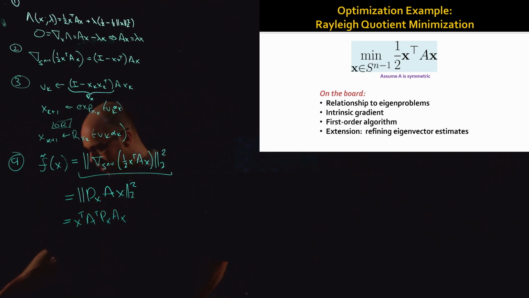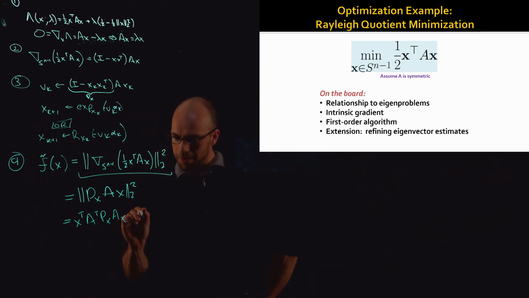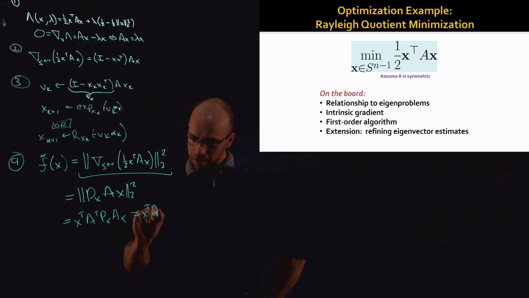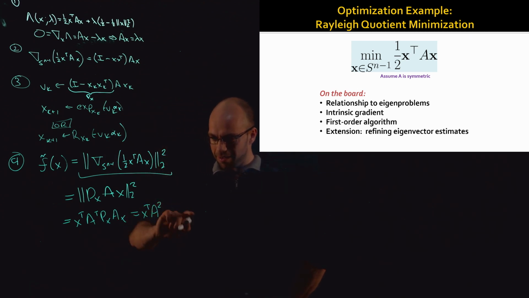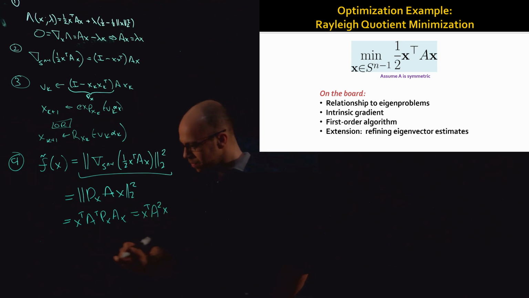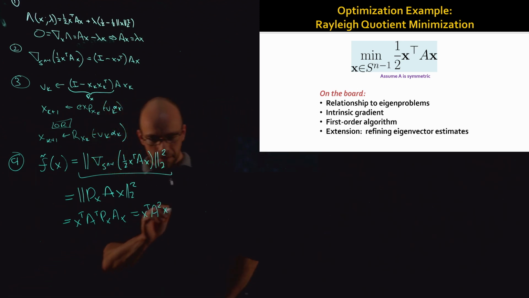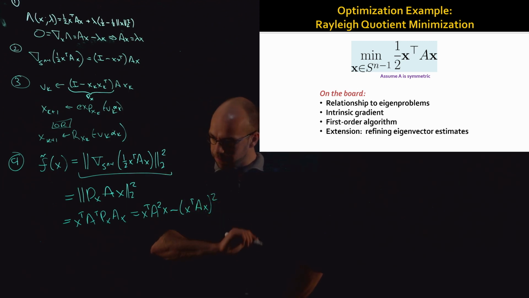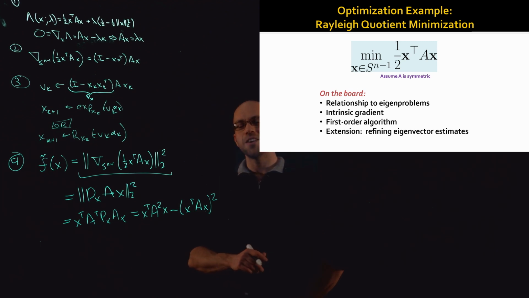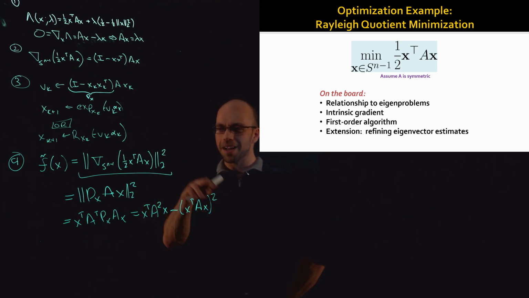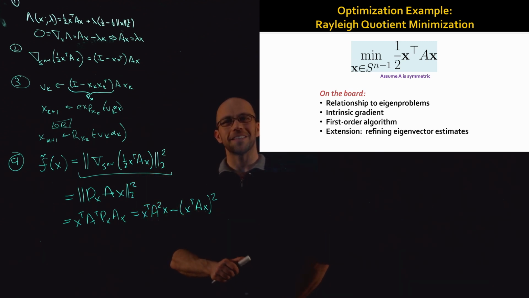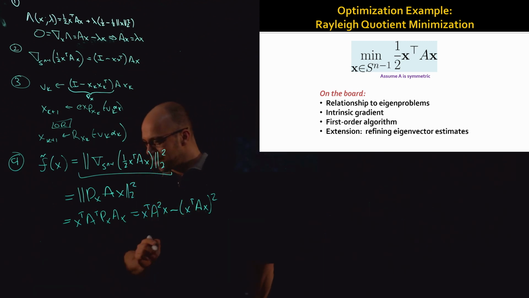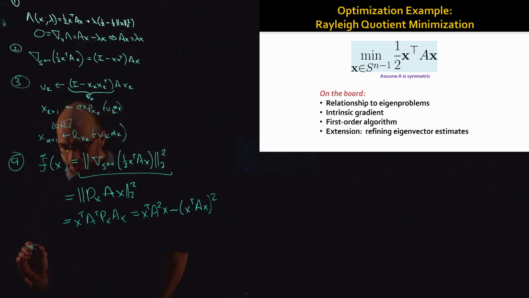And of course, I can plug in our formula for p if I wanted to, and what I'll get is x transpose A squared, or if A is symmetric, then A transpose x, whatever, minus x transpose Ax squared, which is an interesting new objective function whose local minima are exactly the eigenvectors of our matrix. All the eigenvectors now, not just the smallest one.